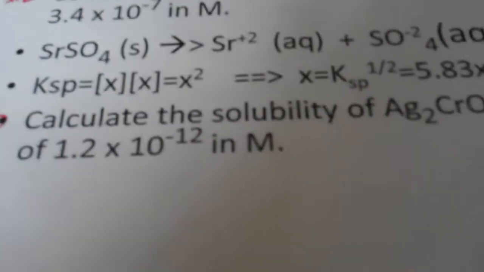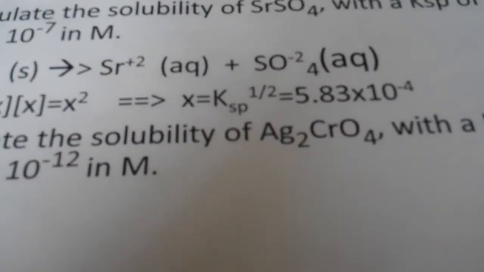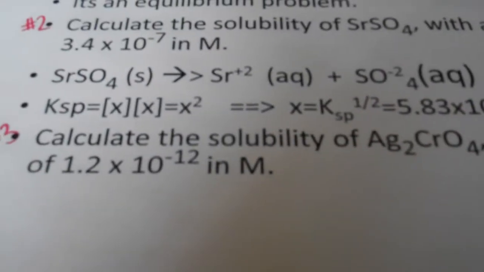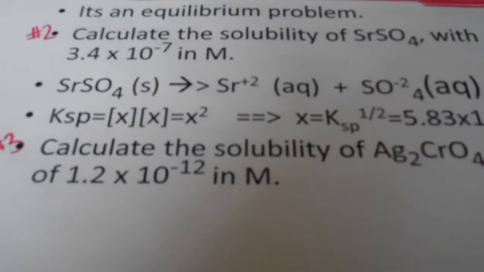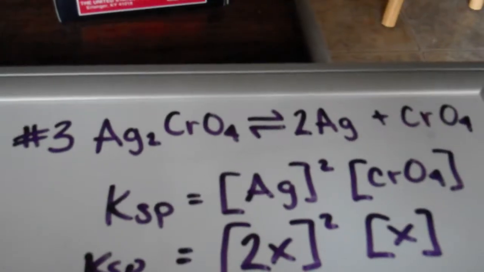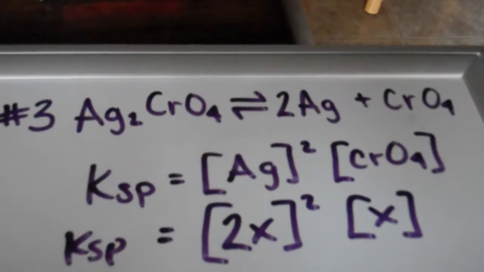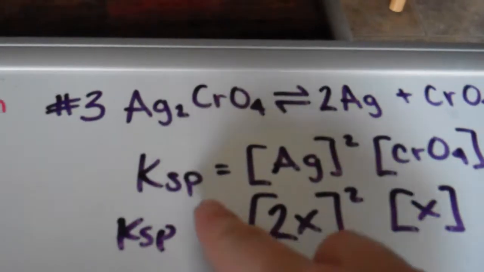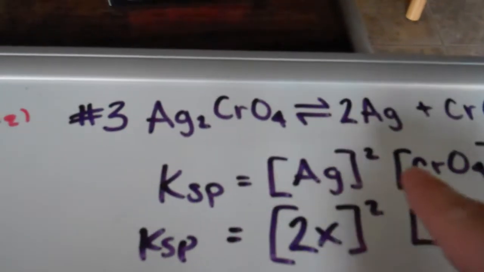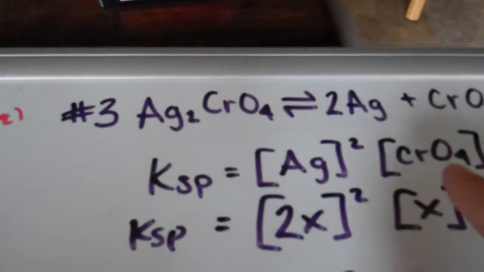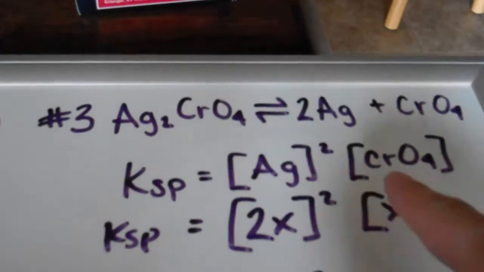We want to calculate the solubility of silver chromate with a KSP of 1.2 times 10 to the negative 12, in molarity. So here's our reaction. We're going to have silver chromate reacting to form, going back and forth, 2 silvers and a chromate. If we look at our KSP, we're going to have KSP equals Ag squared. This is very important because, again, we have 2 moles, so this needs to be squared. And then it's going to be times our chromate.